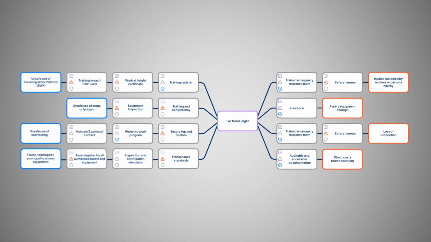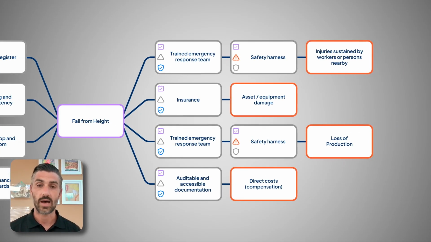On the right-hand side, the consequences of a fall from height could be an injury, loss of production, or direct costs such as workers' compensation. Examples of controls include safety harnesses, or a trained emergency response team, or restrictions around ladder usage and height.